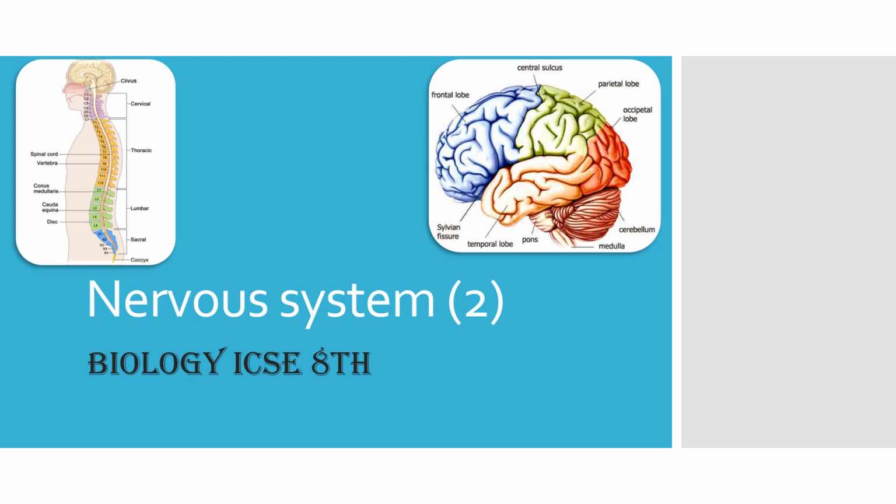So today we are here with the second part of the nervous system. In the previous episode we have already studied the first main part, where we discussed the types of nerves, their function, the structure of a neuron, and also the synapse or synaptic transmission. So let us see what is in store in today's episode of nervous system part 2.